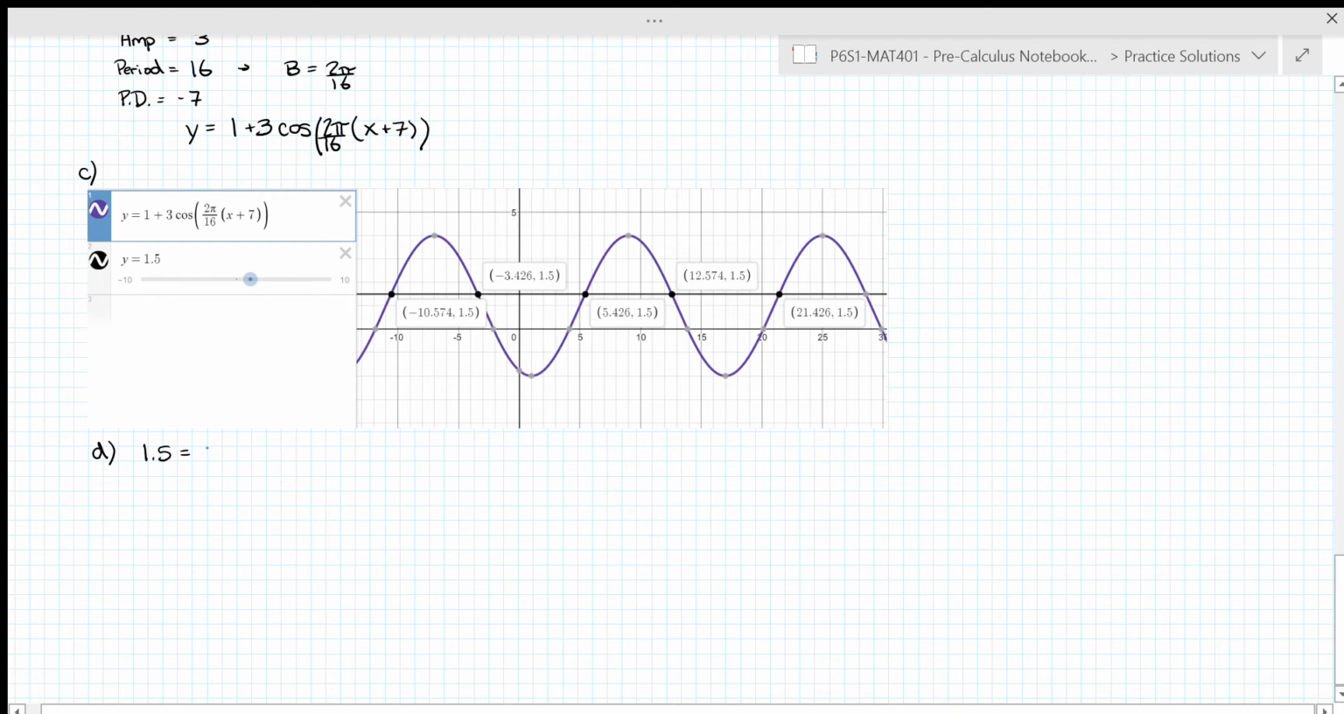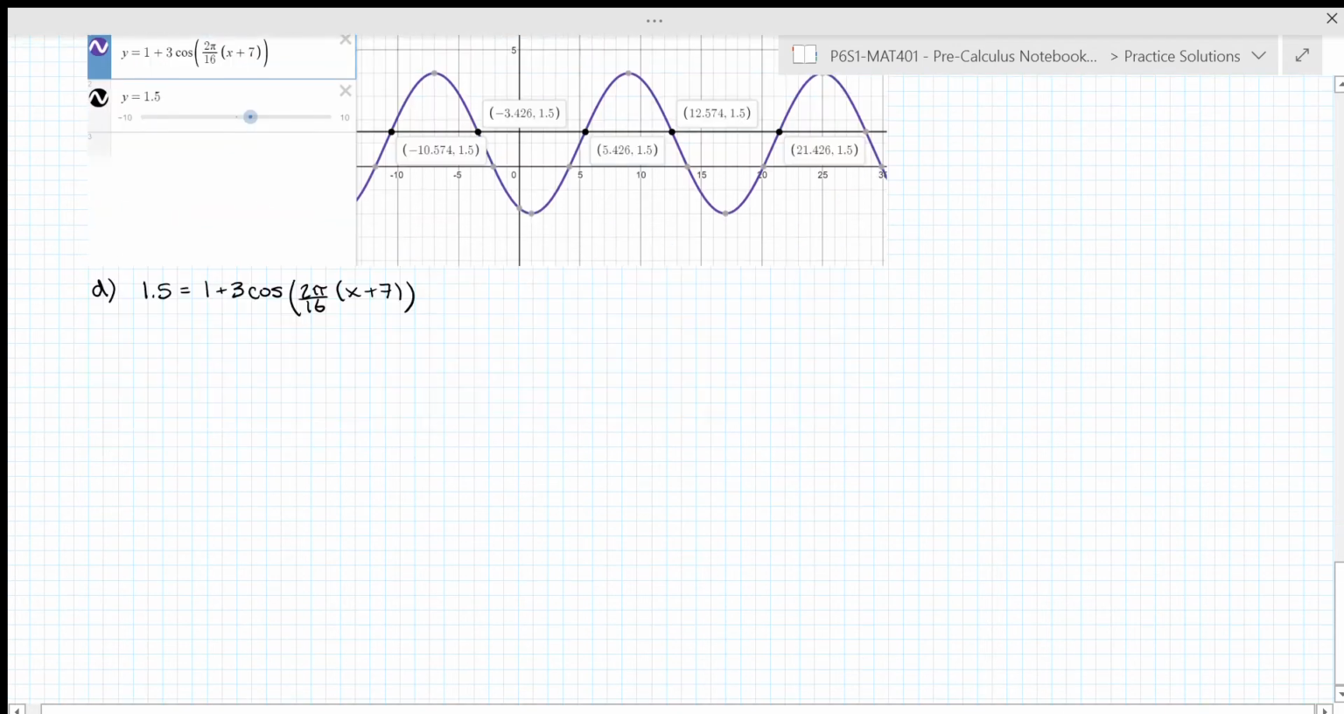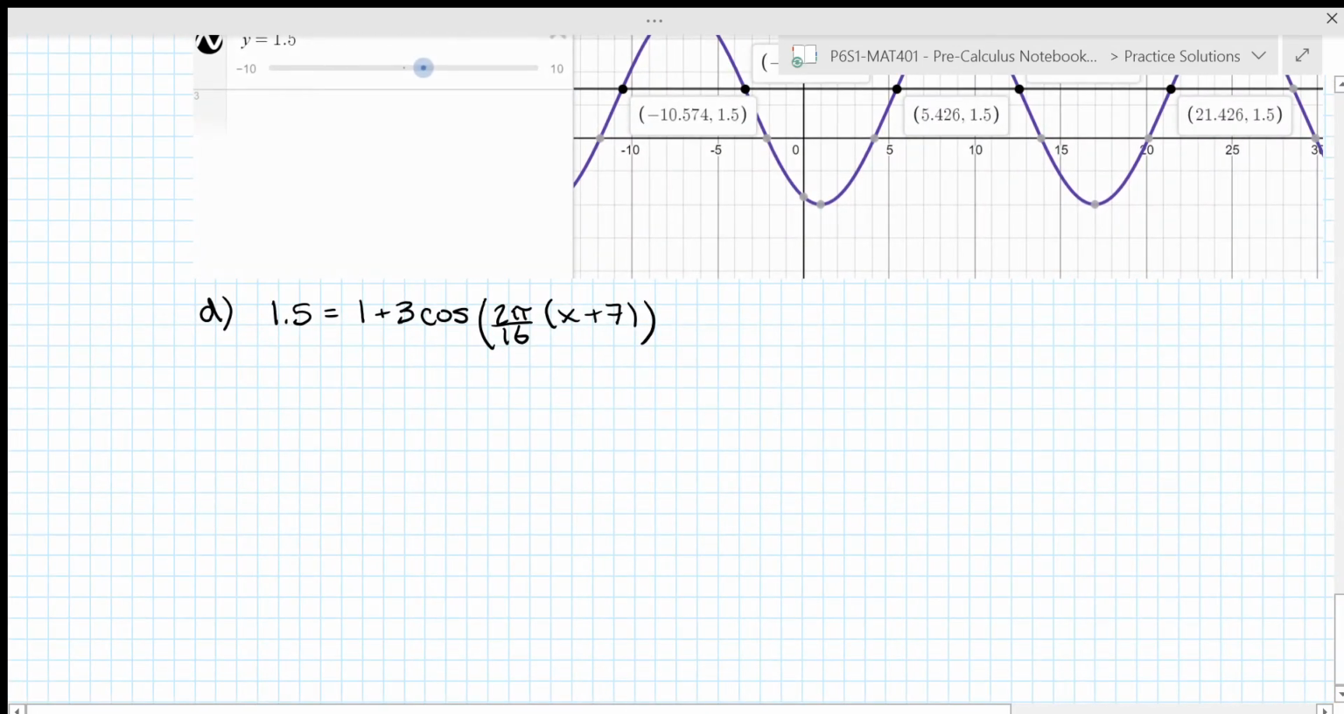So I set the equation, y equals 1.5, equal to my equation that I found for the sinusoid, and I need to solve for x. First thing I'll do is subtract 1, so I get 1/2, and then I divide by 3, and so I get 0.5 thirds is equal to the cosine of 2 pi over 16 times x plus 7, right? 1.5 minus 1 is 1/2, divided by 3 is 0.5 thirds.